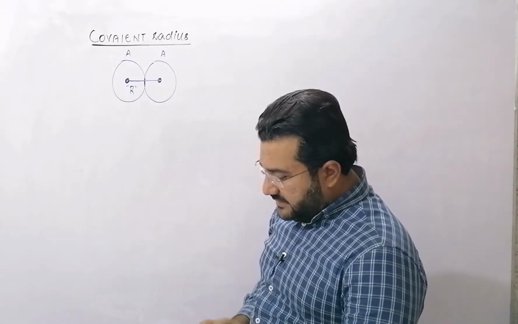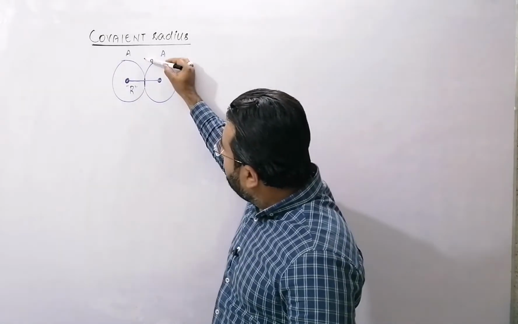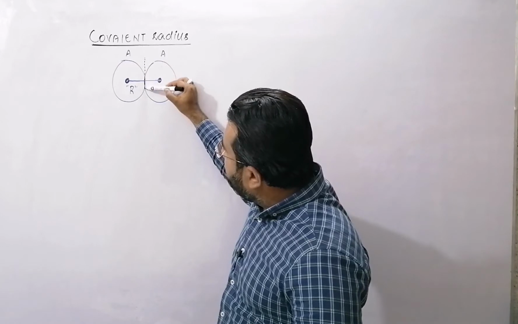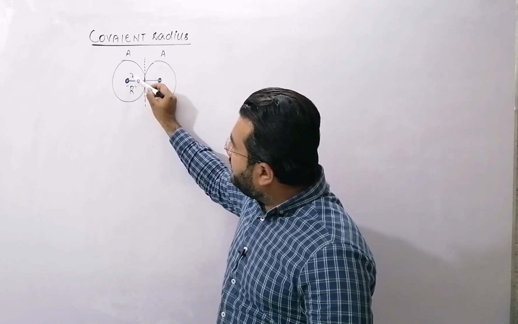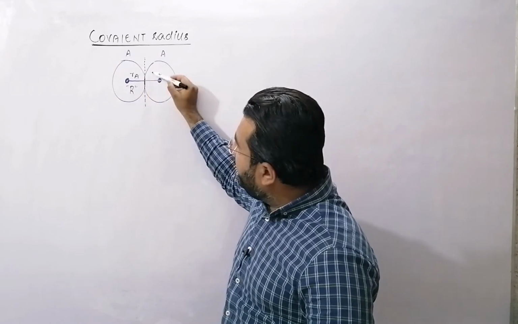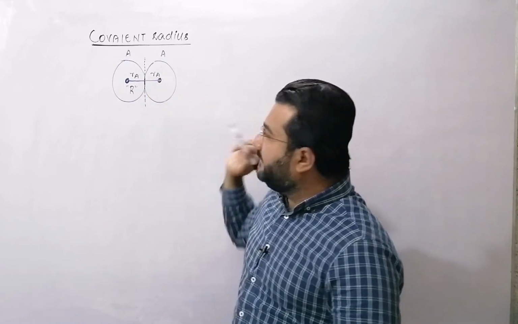Now my dear students, if you take half of this internuclear distance, that will be equal to the covalent radius of atoms. This one is Ra and that is again Ra.